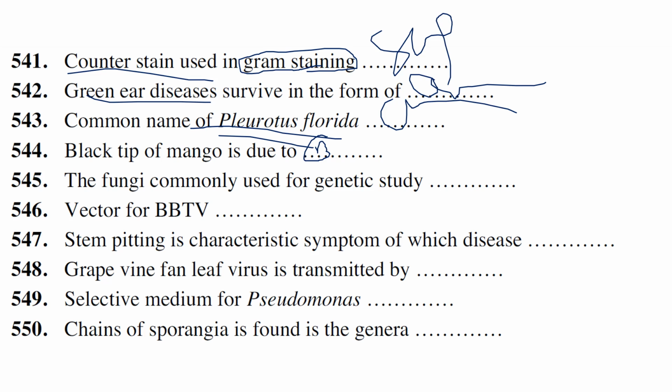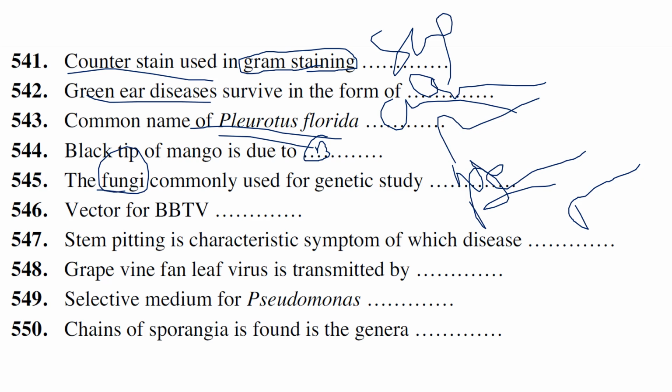The fungi commonly used in genetic studies: fungi, Neurospora and Aspergillus. Bacteria, Agrobacterium. Virus, TMV and cauliflower mosaic virus are generally used in genetic studies. Since they have asked about fungi, it is Neurospora and Aspergillus.